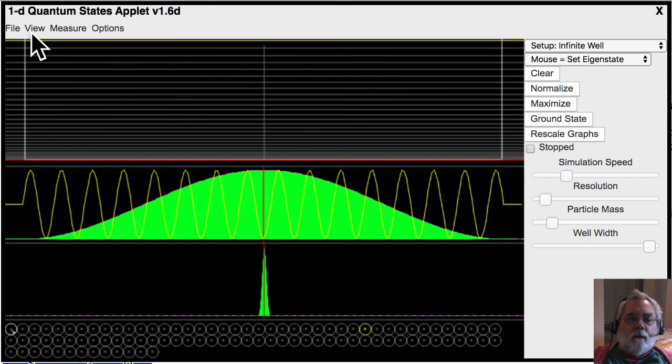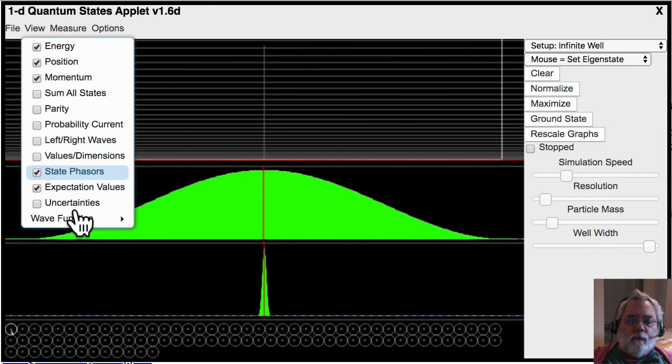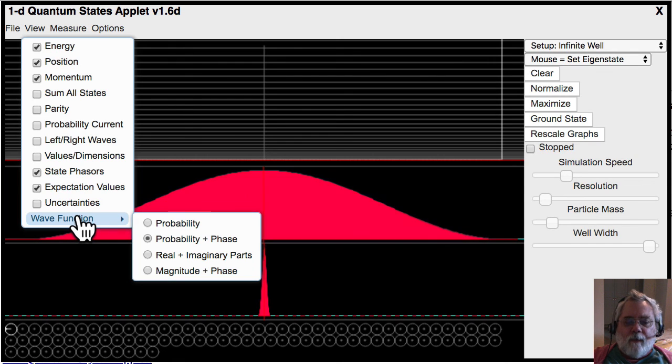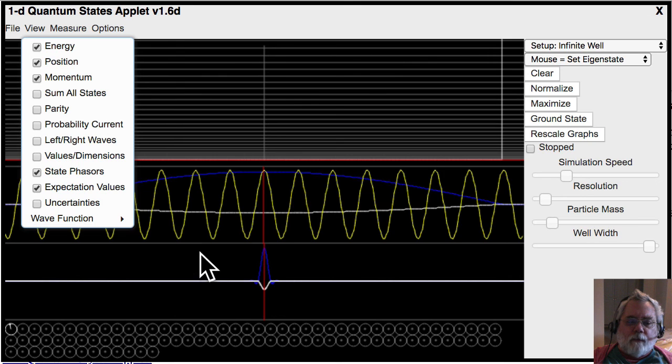Now, we can view the wave function as probability or as the wave function, but the wave function is complex, so it has a real part, an imaginary part, it has a magnitude. If we want to look at the wave function, not the probability, well, let's do real and imaginary parts.